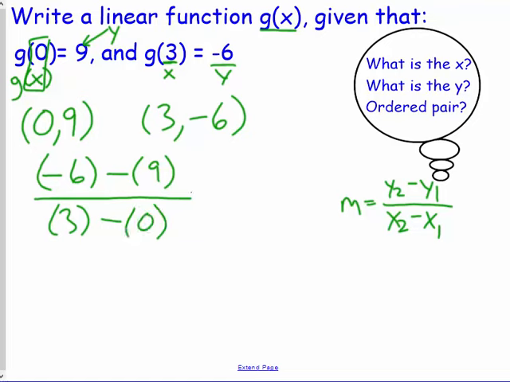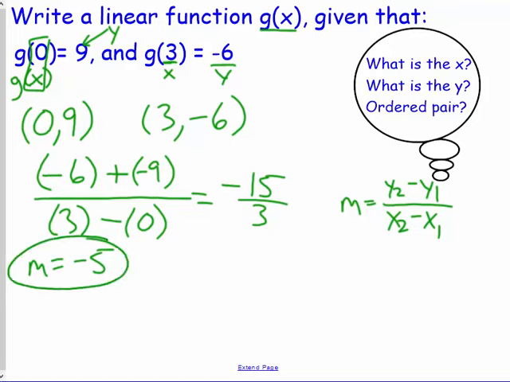This is old stuff that hopefully we're remembering. I have -6 minus 9. I might add the opposite just to help myself out up there and see that that's a -15 on top. And then 3 minus 0 equals 3, and I have -15 over 3. And I think we could reduce that. -15 divided by 3 ends up being -5 for my slope. So I have my slope. Now I just need that y-intercept. Hopefully we can remember from what we've talked about earlier, whenever x is 0, we're at our y-intercept. So I look up here and I say, hey, that ordered pair helps me out quite a bit. When x is 0, y is 9. That means my b has to be 9.